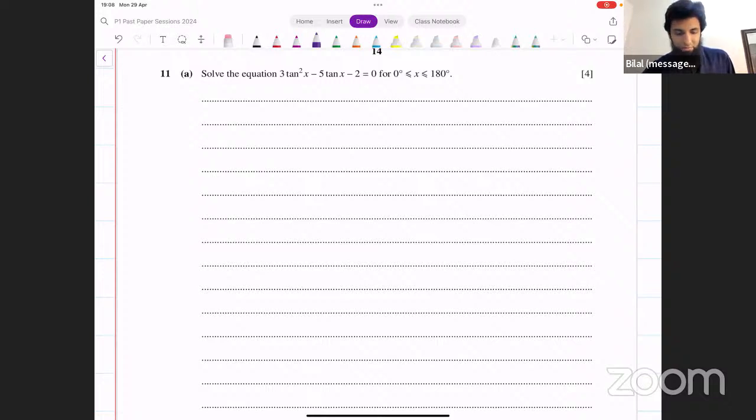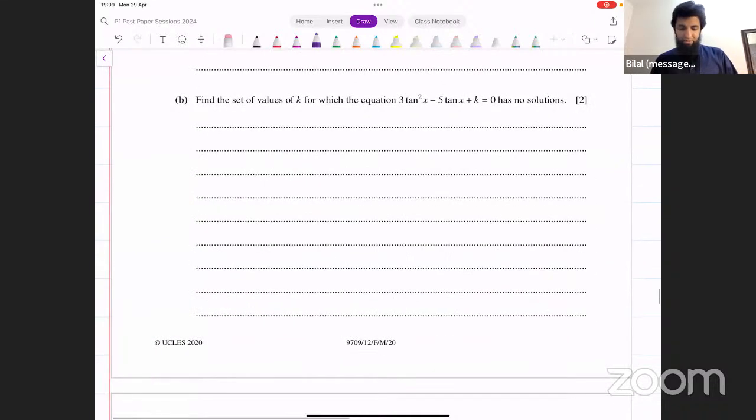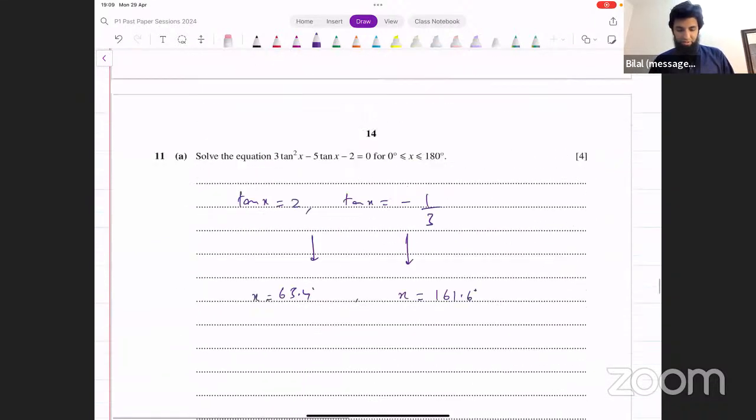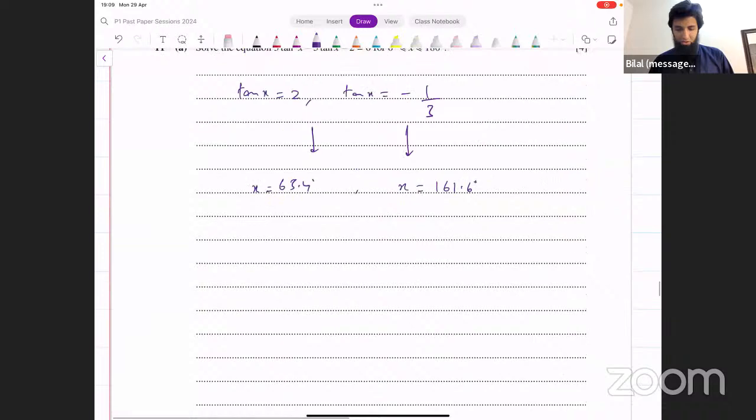Okay, so from the first one, you would get something like this: tan x equals 2 and tan x equals minus 1/3, and that is going to give you x equals 63.4 degrees, and also x equals 161.6 degrees. These are the two answers that you get from this. From the first part, find the set of values of k for which this equation 3 tan squared x minus 5 tan x plus k has no solutions.